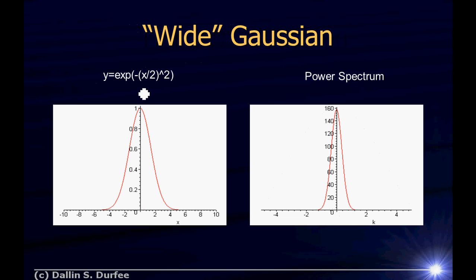Now, here is a similar thing. It's also a Gaussian, except this Gaussian is wider than the previous one. This one's very narrow. This one's much wider. Look at the power spectrum. When I make the Gaussian wider, when the wave is wider, this power spectrum gets narrower.